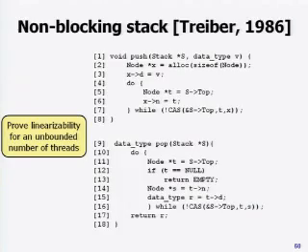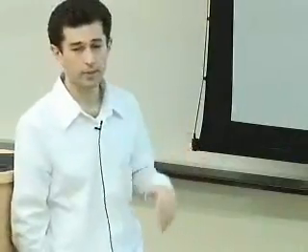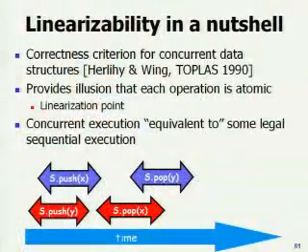Okay, so this was a toy example. Now I'm going to come back to the example that I showed you in the beginning, the concurrent stack implementation, for which I want to prove that this concurrent data structure is linearizable. Let me more or less define linearizability. Linearizability is a major correctness criterion for concurrent data structures, and it provides the illusion that each operation is atomic. It uses the concept of linearization points.